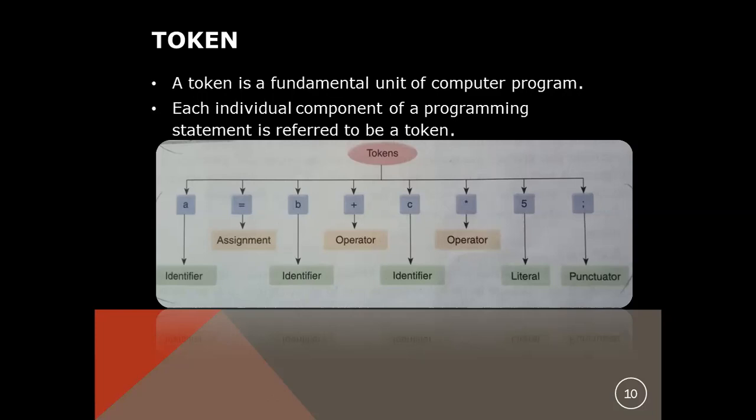For example, here we have a statement A is equal to B plus C multiplied by 5 and then a semicolon. Here A is an identifier, this is an assignment operator, B is an identifier, plus is again an operator, C is an identifier, multiplication is again an operator, and 5 is a literal, and this is a punctuator. So from this we can understand that every statement in a programming language is basically divided into fundamental units, and that unit is known as a token. All these are tokens: identifiers, assignment operators, literals, punctuators, etc.